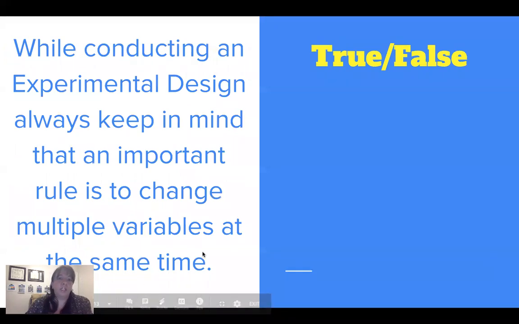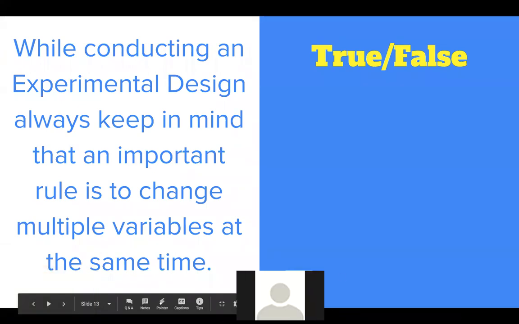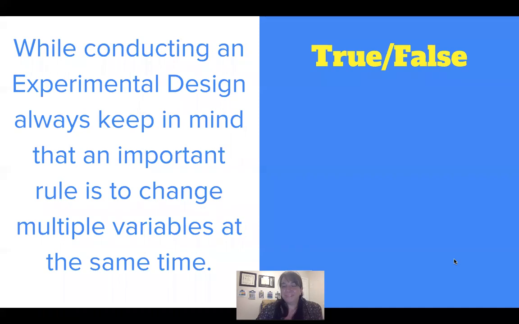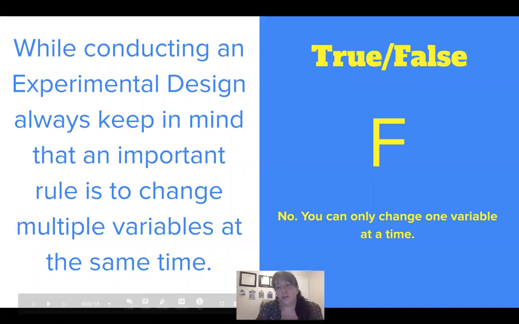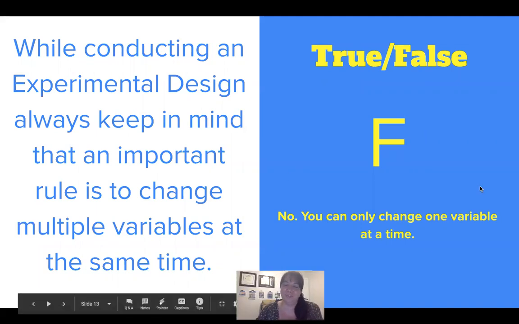All right. While conducting an experimental design, always keep in mind that an important rule is to change multiple variables at the same time. True or false? False. You sure? Kinda sure. False. All right, false. No, you can only change one variable at a time. Good job. I have to try to trick you guys. Can't get them all right.